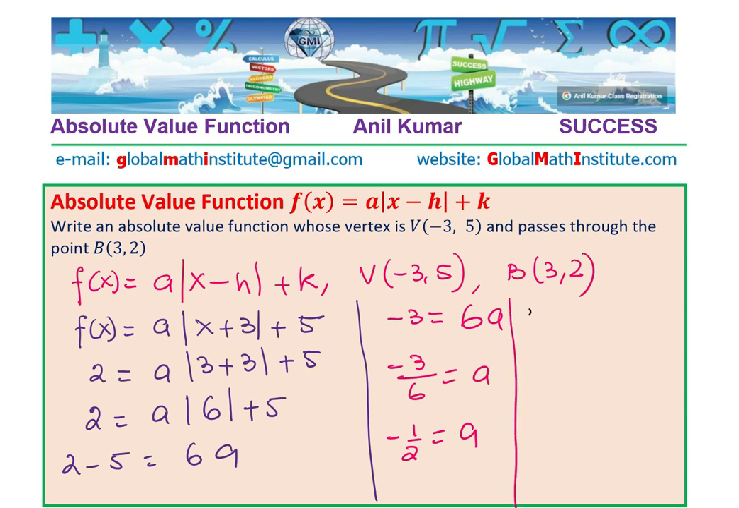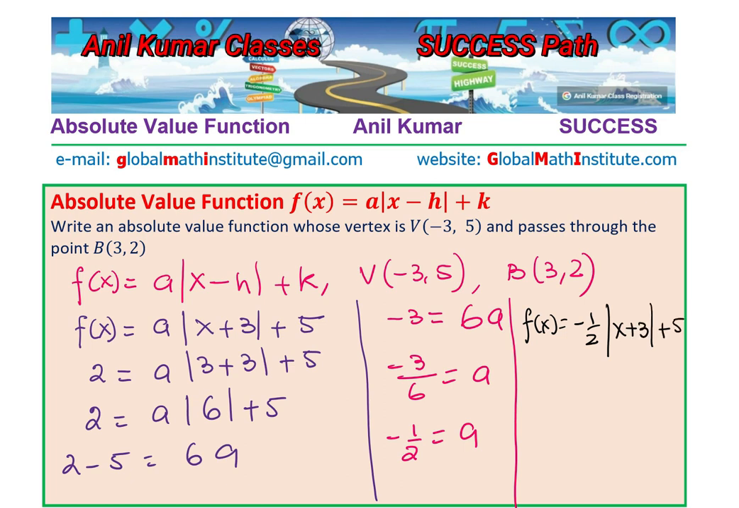Let's write down the function: f of x equals negative half times absolute value of x plus 3, plus 5, right? So the graph opens downwards, correct? Right. And the values given to us are the vertex being minus 3, 5, and point B is on the right hand side, 3, 2. Make sense? So that is how you could actually write down the equation of an absolute value function from the given vertex and a point on the curve.